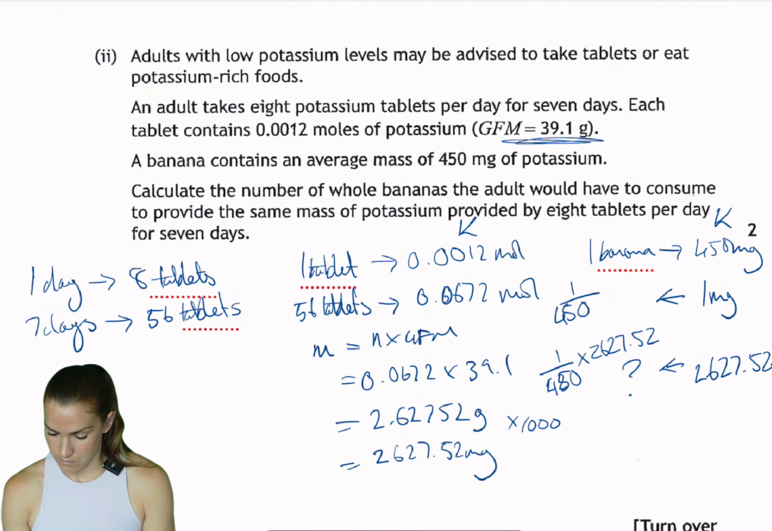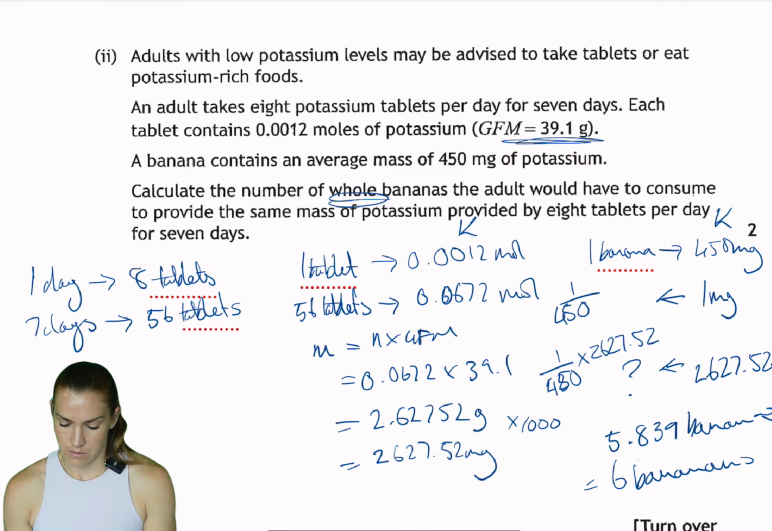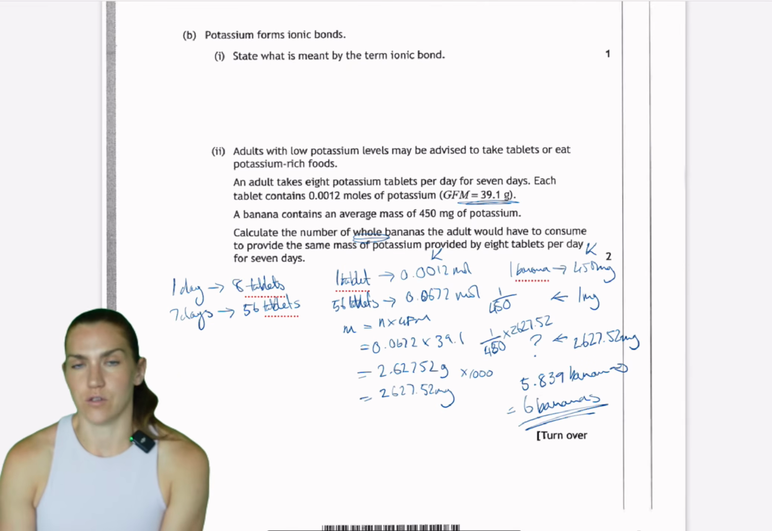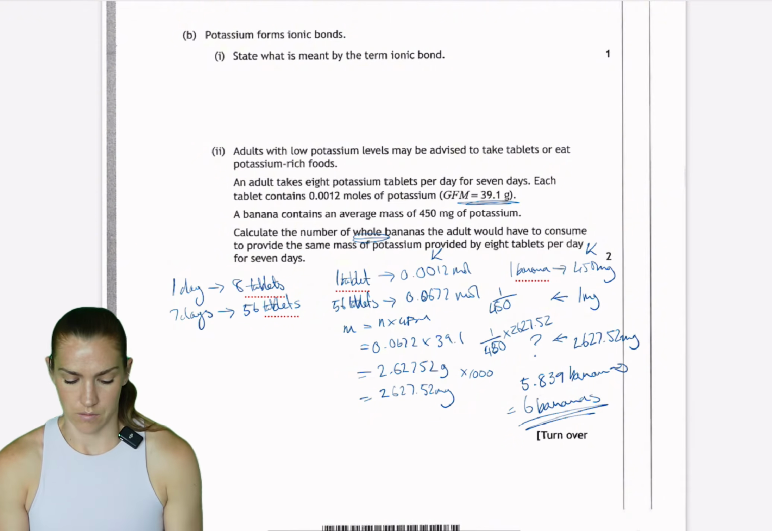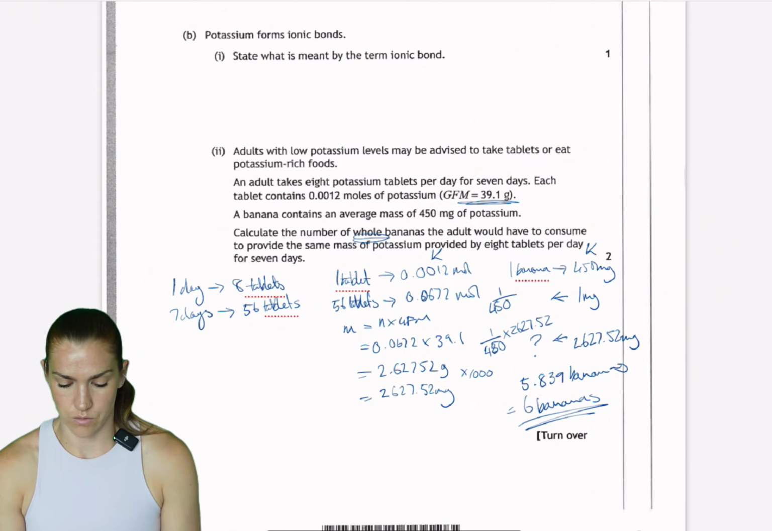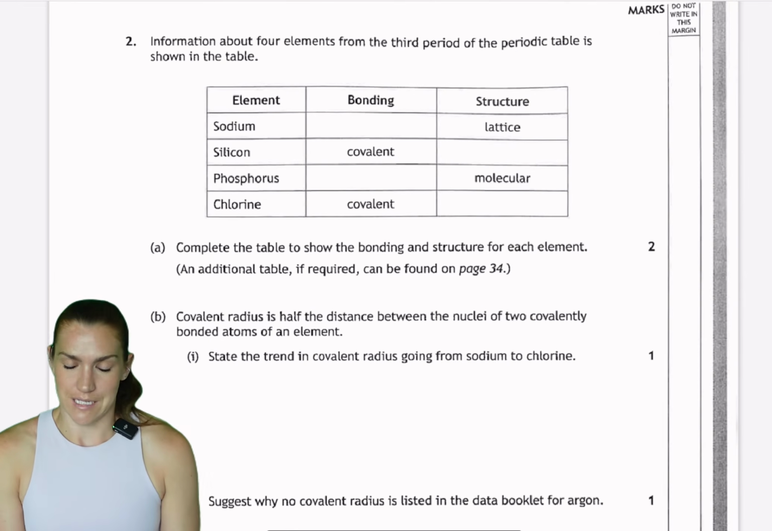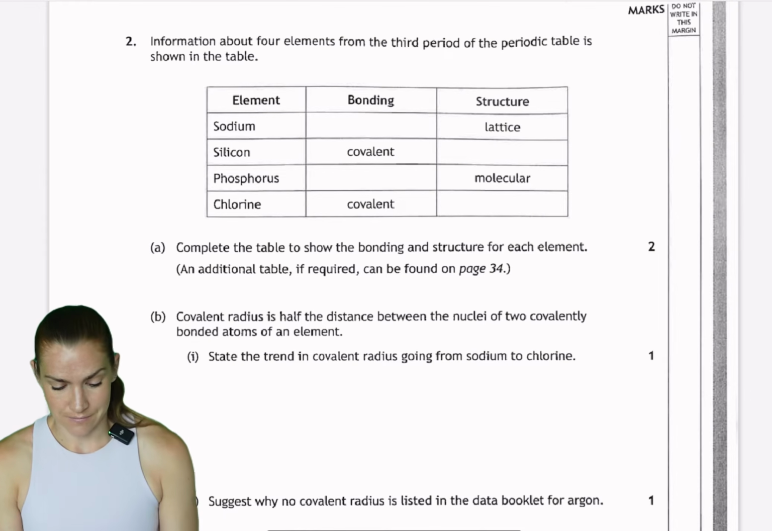If we do that in our calculator, we end up with 5.839, but we need whole bananas, as it says here. So that means that we would have to round it up to 6 bananas. Okay, so there are probably more steps in that numeracy question than there would be in a usual one, but hopefully that made sense to you, especially if it was on exam day and you're not just revising.